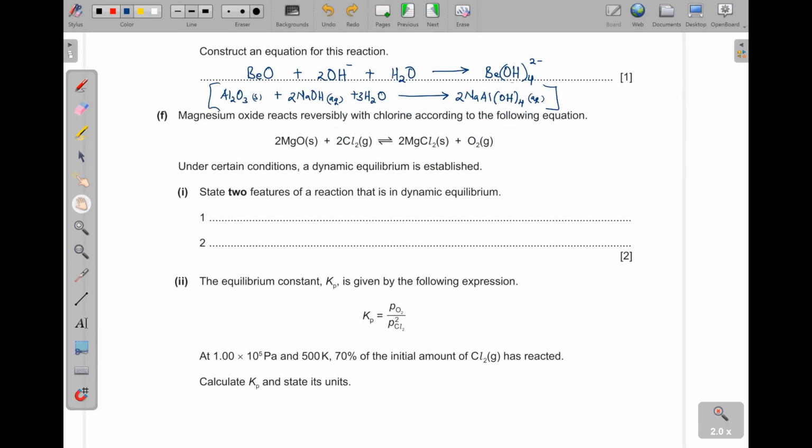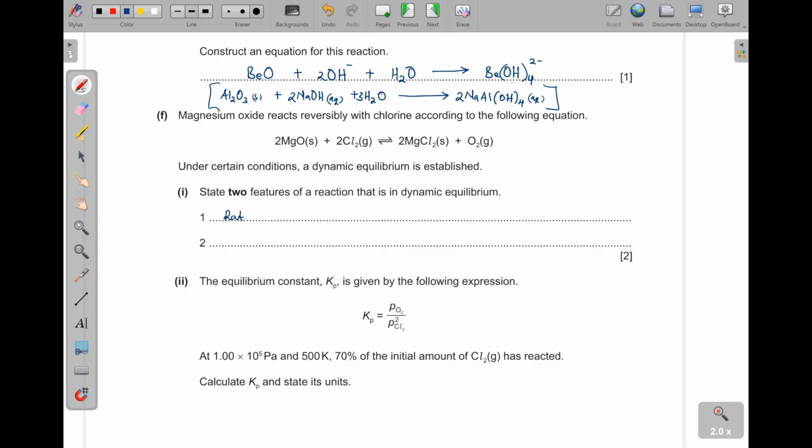Then part F, magnesium oxide reacts reversibly with chlorine according to this equation here. Under certain conditions, a dynamic equilibrium is established. Okay, then Roman 1, state 2 features for a reaction that is in dynamic equilibrium. Number 1, the rate of forward reaction is equal to the rate of the backward reaction.